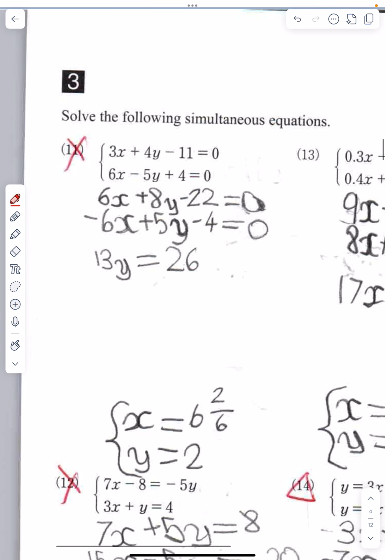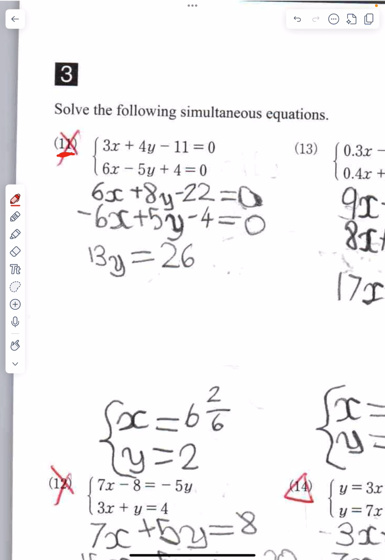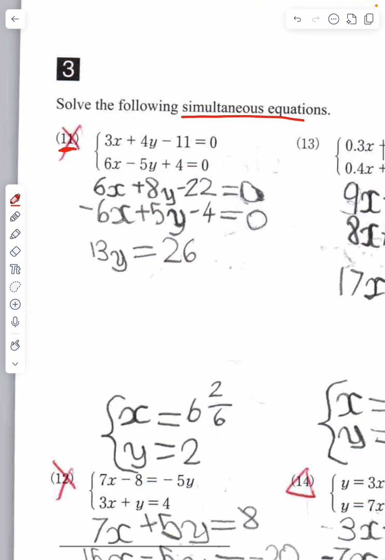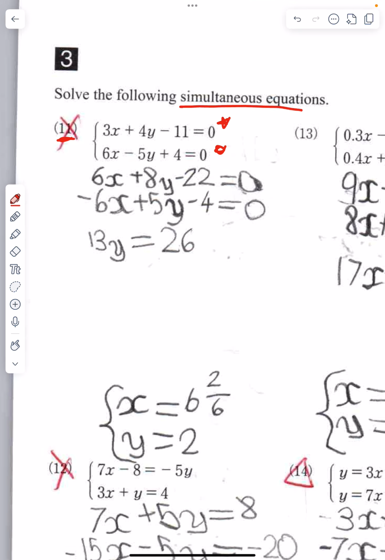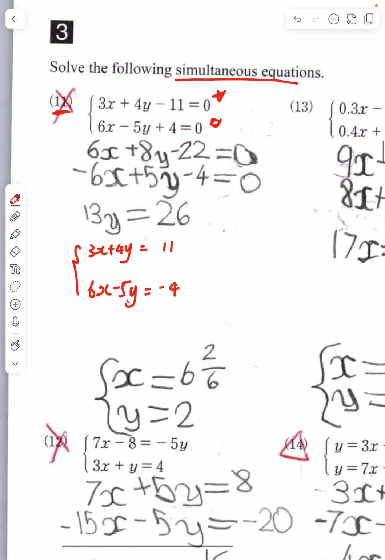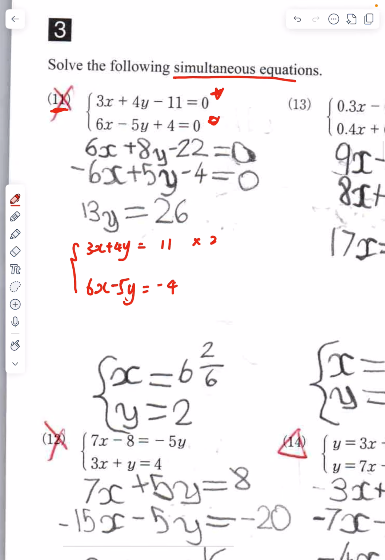Over here, for the first question, we are solving a simultaneous linear equation, right? However, the format of this is a little bit weird. So what we're going to do first is move the numbers to the right side and all the variables stay on the left side. So in this case, 3x plus 4y equal to 11, and 6x minus 5y equal to negative 4.